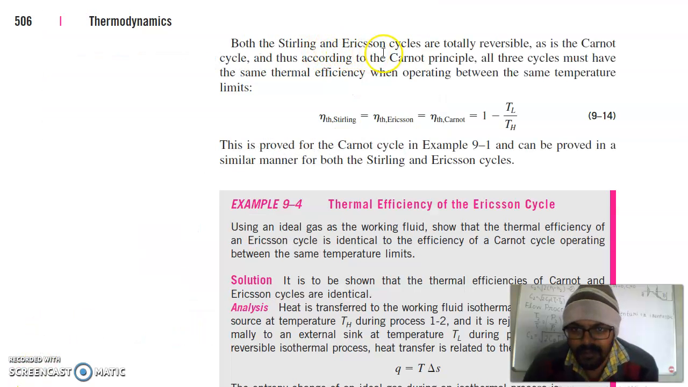Both the Stirling and Ericsson cycles are totally reversible, as is the Carnot cycle, and thus according to the Carnot principle, all three cycles must have the same thermal efficiency when operating between the same temperature limits. Efficiency of Stirling is equal to efficiency of Ericsson is equal to efficiency of Carnot is equal to 1 minus TL by TH.